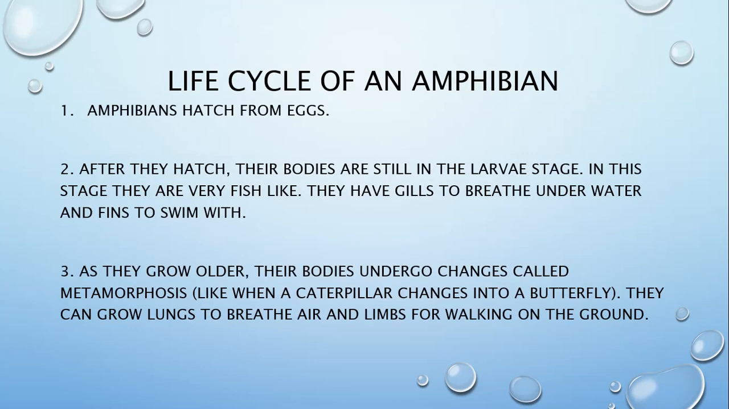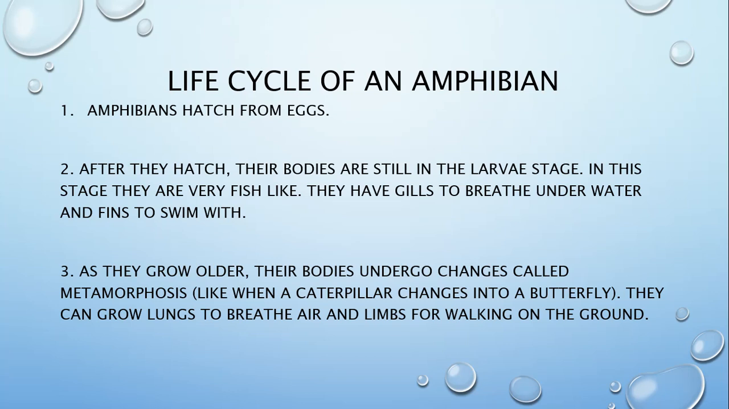Right? So all life cycles of amphibians basically start the same. So amphibians hatch from eggs. After they hatch, their bodies are still in the larva stage, okay? And in this stage, they are fish-like. So they have gills to breathe underwater and fins to swim with. As they grow older, their bodies undergo changes called metamorphosis, which is like when a caterpillar changes into a butterfly, and they grow lungs to breathe air and limbs for walking on the ground. So they change from the fish to a frog, okay?